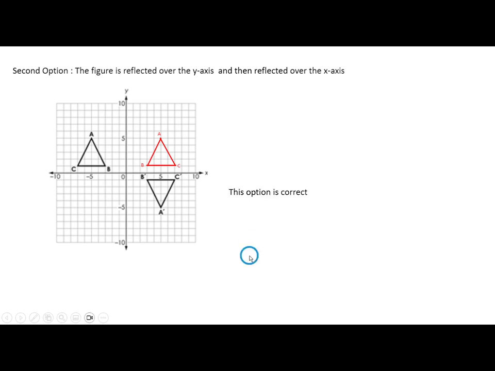This option is correct. The figure is translated 10 units to the right and then reflected over the x-axis. Translated, this is translated to the right. When you reflect this, B does not go into B prime. So that option is not correct.